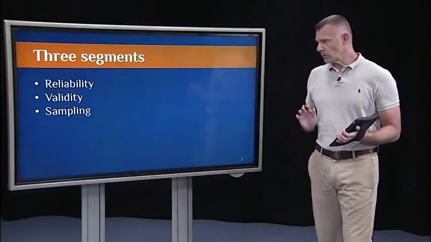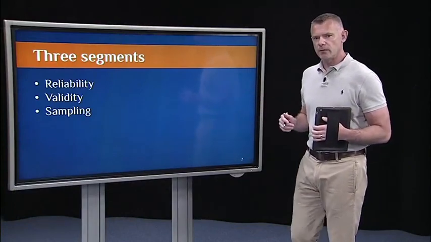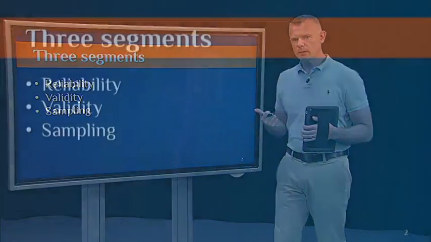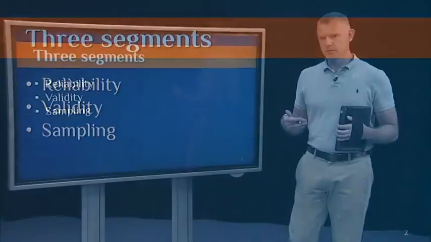In this lecture, we're going to divide it up into 3 segments. In the first segment, I'll talk about reliability. In the second, I'll talk about validity. And in the third, we'll revisit this idea of random and representative sampling.